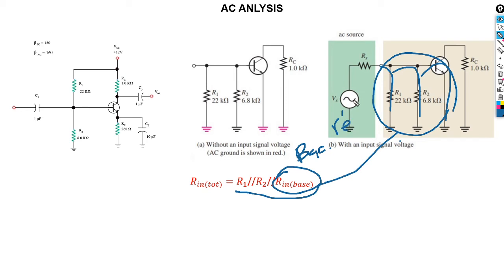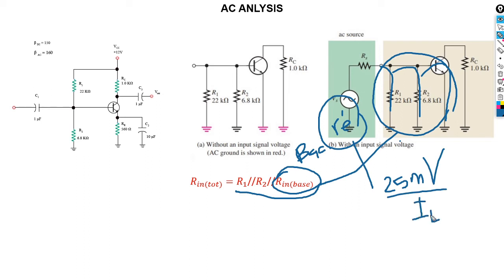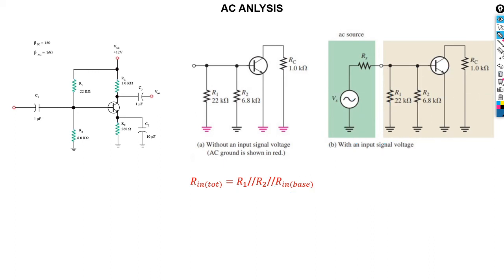How do we calculate our R emitter? We take 25 millivolts divided by what? I emitter. How do we get our I emitter? We're going to get it from our DC circuit, from our DC calculation. And therefore you can now calculate your V base.